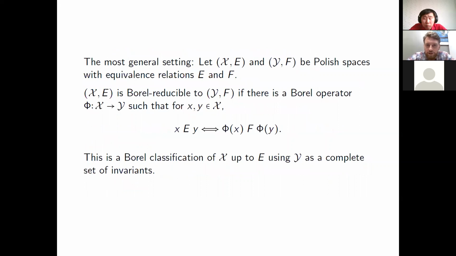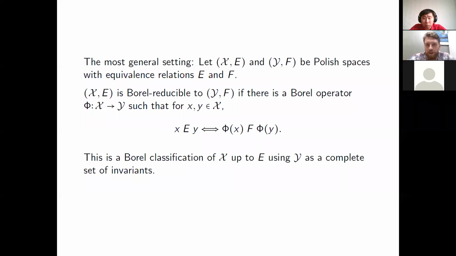So the most general setting is if we have two equivalence relations, two topological spaces, X with an equivalence relation E and Y with an equivalence relation F. We can come up with some kind of reduction from X to Y. This is a Borel operator that takes elements little x to φx and little y to φy. You should think of it as assigning invariants to things in X, and the invariants take their values in Y. If you remember before, this is basically the same condition we had that said Y is a complete set of invariants for X.